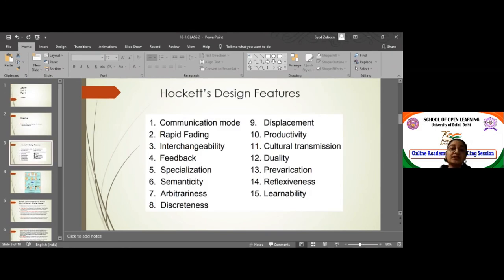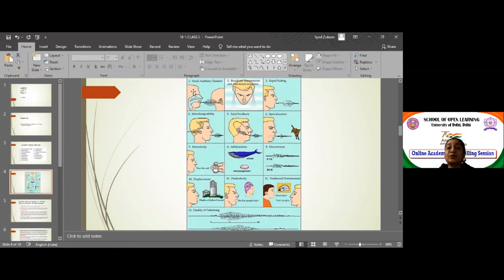We looked at Hawkins' design features, where we looked at communication mode, rapid fading. We looked at communication mode, which is the vocal and the auditory channel, that if I can speak, you can hear, right? And then the idea of broadcast transmission, that once the words escape from our mouth, they are not going to stay in the air for a very long time. But underwater, with dolphins and with many other large fishes, whales, there is a kind of vibration that they can hear at a distance, and it can stay, right?